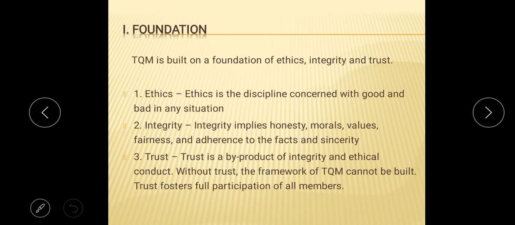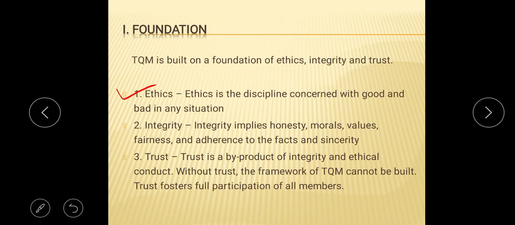Number one, ethics. Ethics is the discipline concerned with good and bad in any situation. It is a two-faceted subject represented by organizational and individual ethics. Organizational ethics establish a business code of ethics that outlines guidelines that all employees are to adhere to in the performance of their work. Individual ethics include personal rights or wrongs.